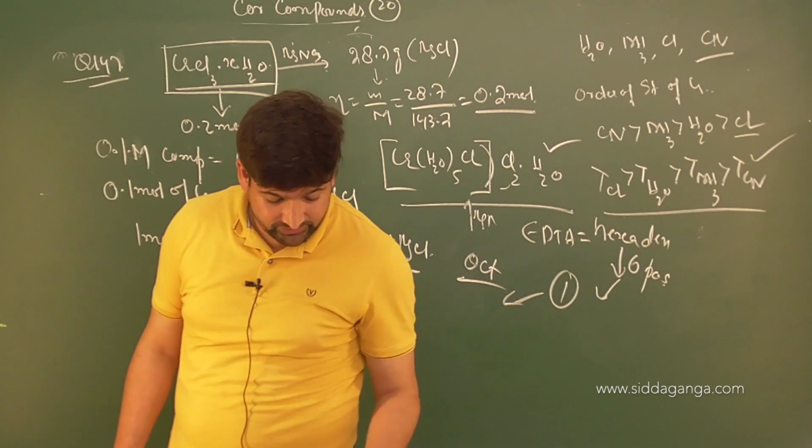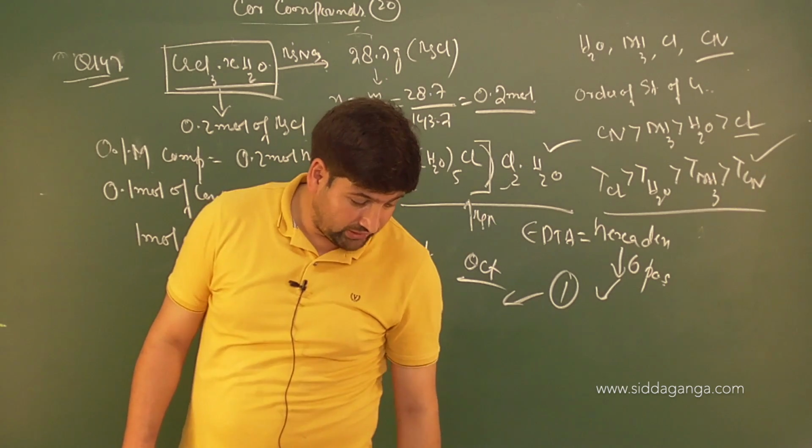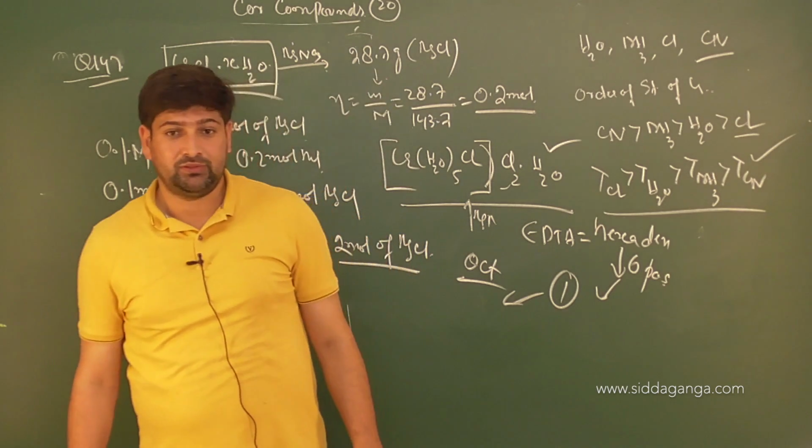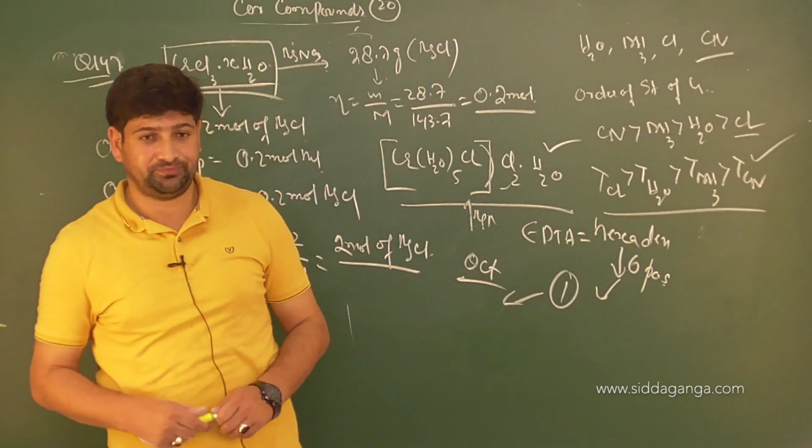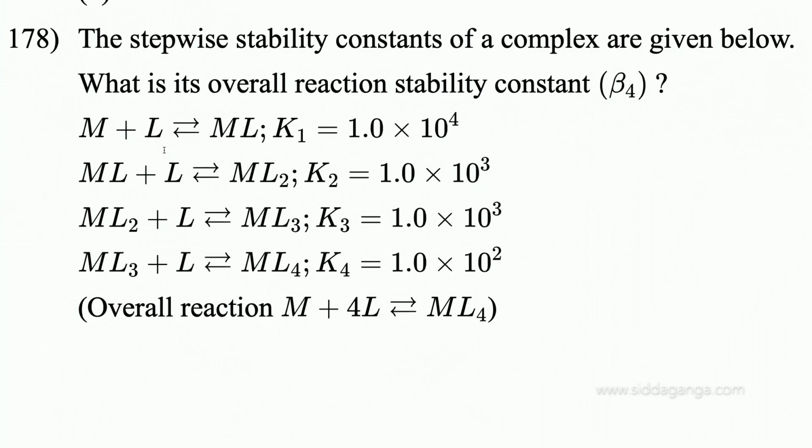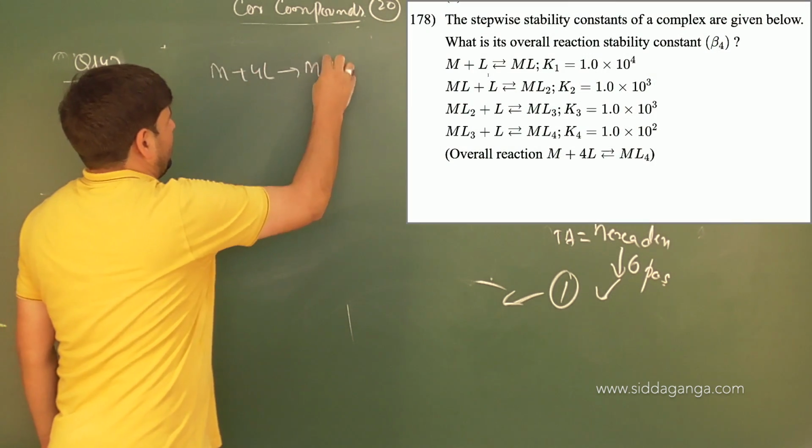All questions are easy, children. You can have a look at question number 178. What is it asking us? The stepwise stability constants of a complex are given below. What is its overall stability constant? M plus L gives ML, K1, then ML combines with L to give ML2, K2, K3, K4. Very simple reaction. So the overall reaction is M plus 4L gives you ML4.